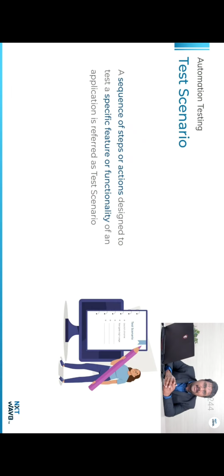By now we understood that when we do this manually, it's called manual testing, and it involves human testers who carefully evaluate the software functionality on a step-by-step basis. We performed a series of steps in sequence in a particular order, and in the context of automation testing, that is called a test scenario. A sequence of steps or actions designed to test a specific feature or functionality is called a test scenario. Whenever you think of a test scenario, just imagine a series of steps that you need to follow, as simple as that.